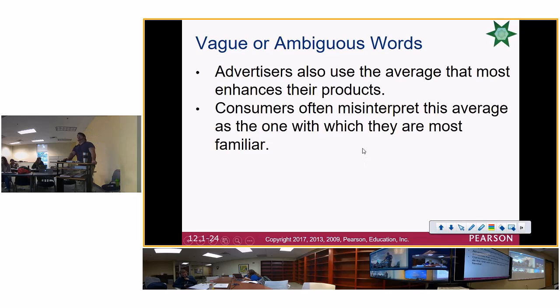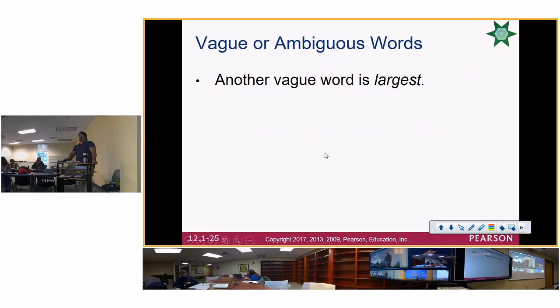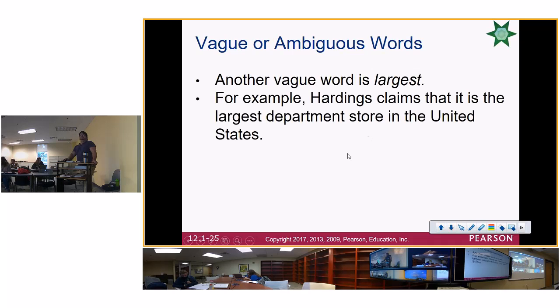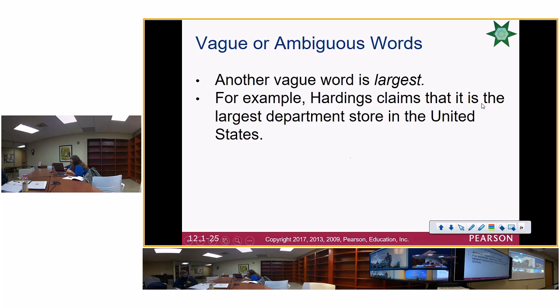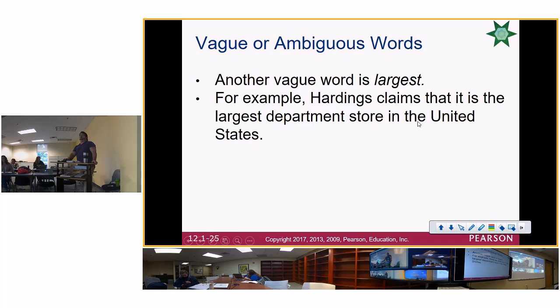Consumers often misinterpret this average as one with which they are most familiar. Another vague word is what? Largest, best, largest. Okay? Fastest. Harding's claimed that it is the largest department store in the United States.